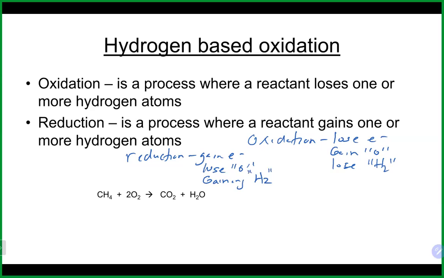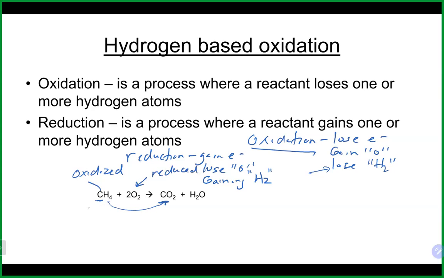So when we look over here, we see carbon, that has hydrogen. On the right-hand side, hydrogen is no longer with the carbon. Did it get oxidized or reduced? It actually lost hydrogen, right? So when you lose hydrogen, that is something that is oxidized. So this would be oxidized. By default, this would be reduced.